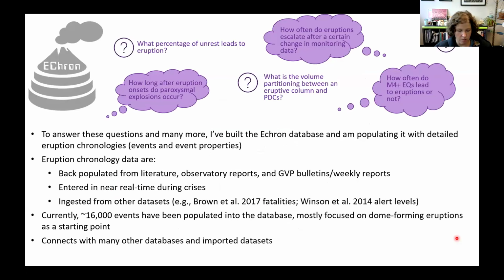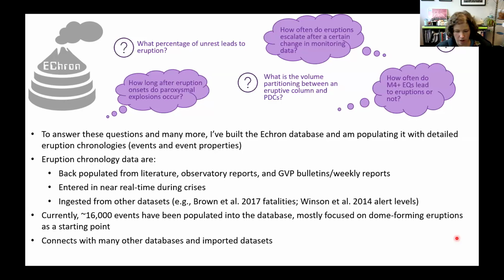So a lot of times when we're working with our partners to do some forecasting, we have these really common questions that almost always come up. How often does unrest lead to eruption? How long after the eruption starts do the biggest explosions happen? What's the volume partitioning between an eruptive column and the pyroclastic flows it might produce? And so to answer these questions, I've built this database that we call ECHRON, Eruption Chronology Database, and I'm populating it with really detailed eruption chronologies.